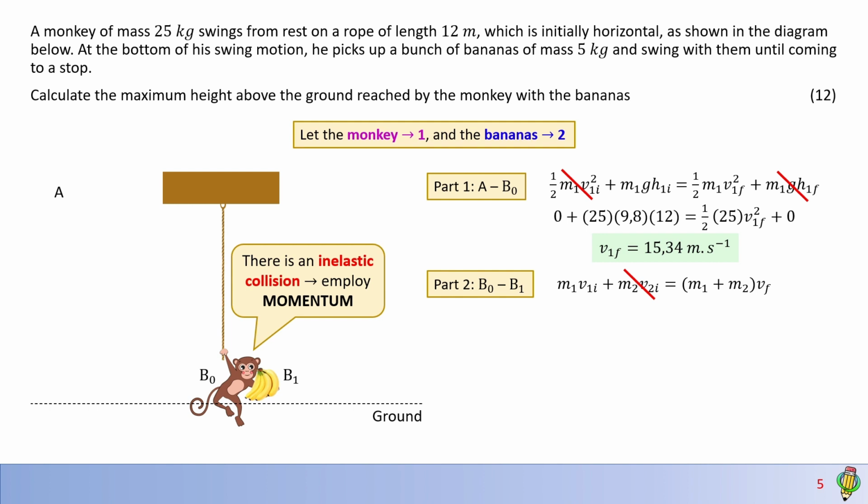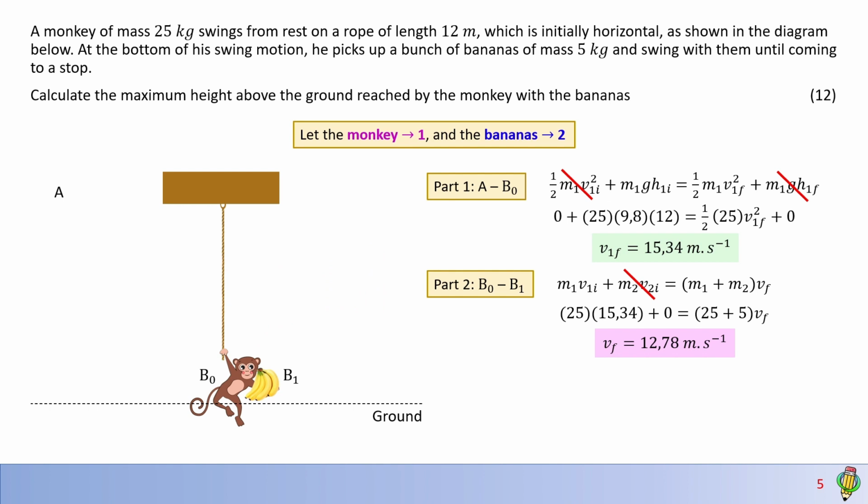Let's substitute. The mass of the monkey is 25 for M1. The velocity of the monkey initial, just before picking up the bananas, is 15.34 meters per second. Then this is equal to the mass of the monkey, 25, plus M2, which is the mass of the bananas, 5, multiplied by the same final velocity because they move as a unit. The value then becomes 12.78 meters per second. So just immediately after the monkey picks up the bananas, he's going to lose some speed. The final velocity is now decreased, which means we are correct.